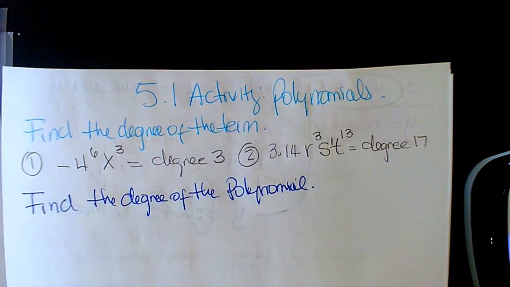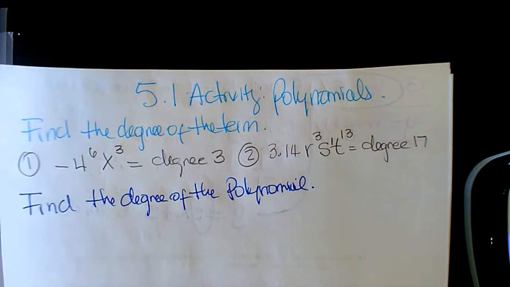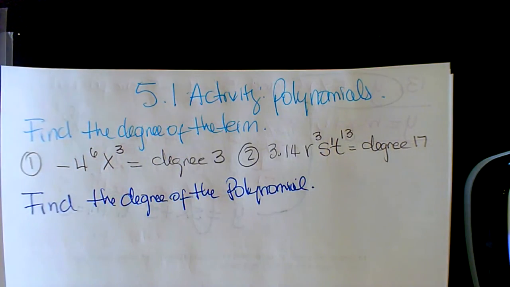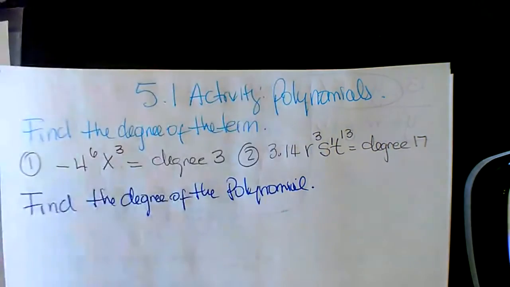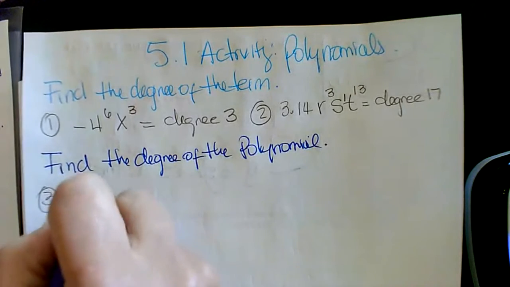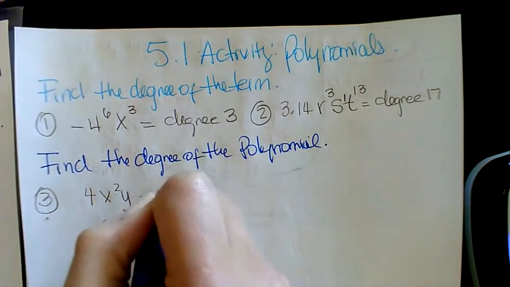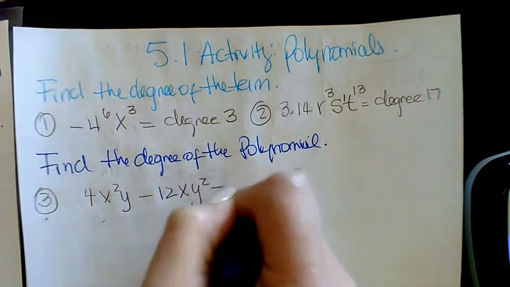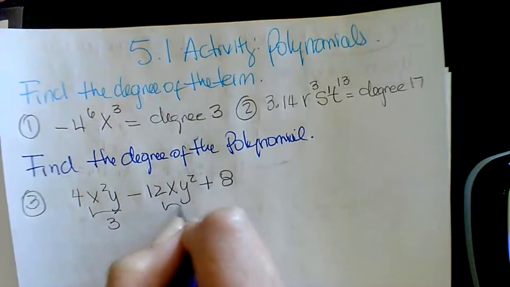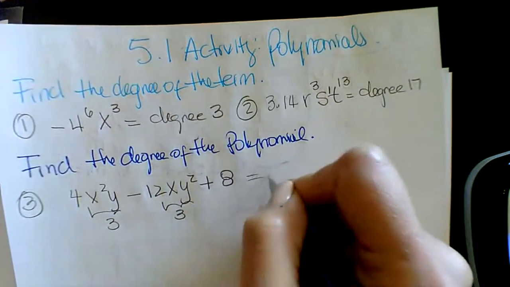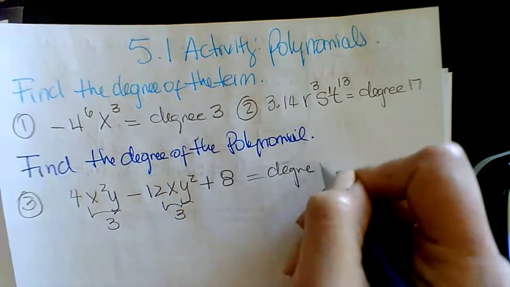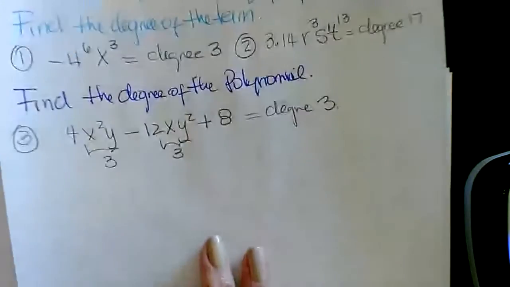And the definition, but to find the degree of the polynomial, we said that refers to the highest degree found in any of its terms, the highest degree found. So let's do this one. 4x squared y minus 12xy plus 8. So right here, what do I have? 3. And right here, I have a 3. Okay. So the degree of this polynomial is what? Is 3. All right?